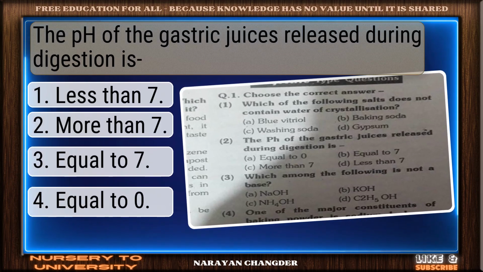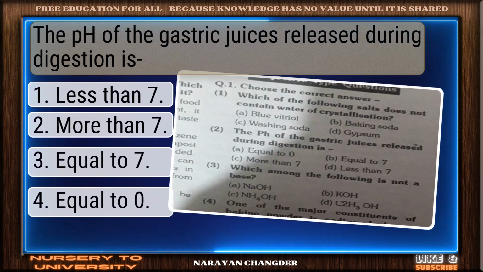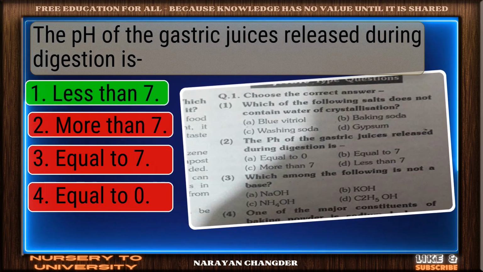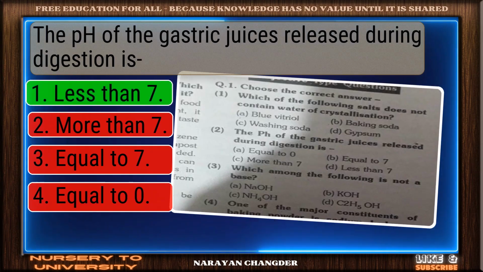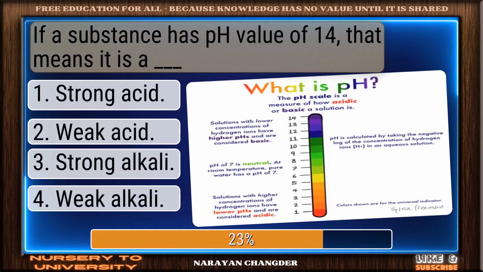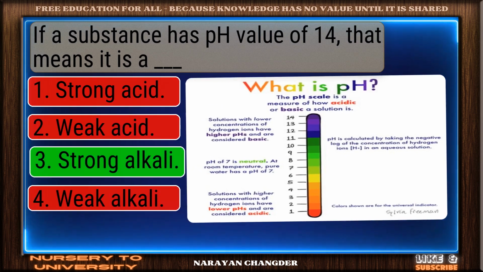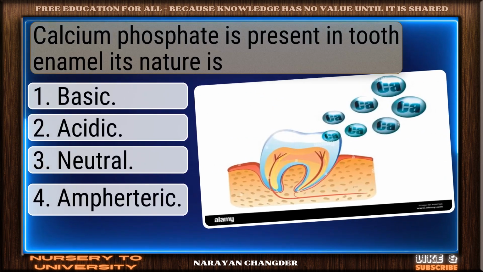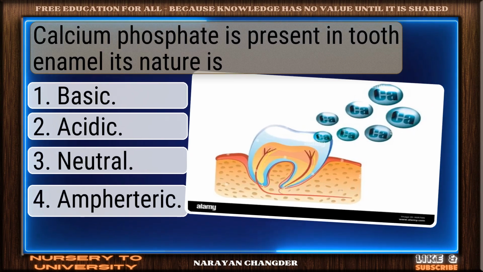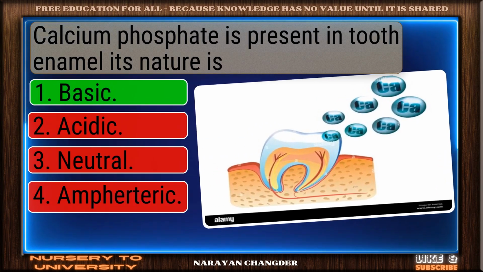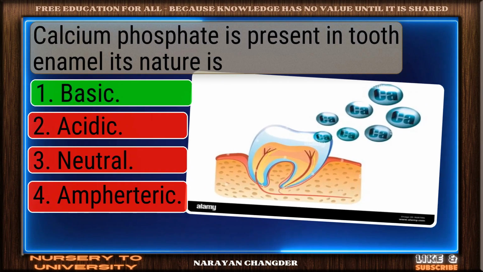The pH of the gastric juices released during digestion is. Well picked. Less than 7 is correct. If a substance has pH value of 14, that means it is a dash. Smart move. Strong alkali is accurate answer. Calcium phosphate is present in tooth enamel. Its nature is. Smart pick. Basic is correct.